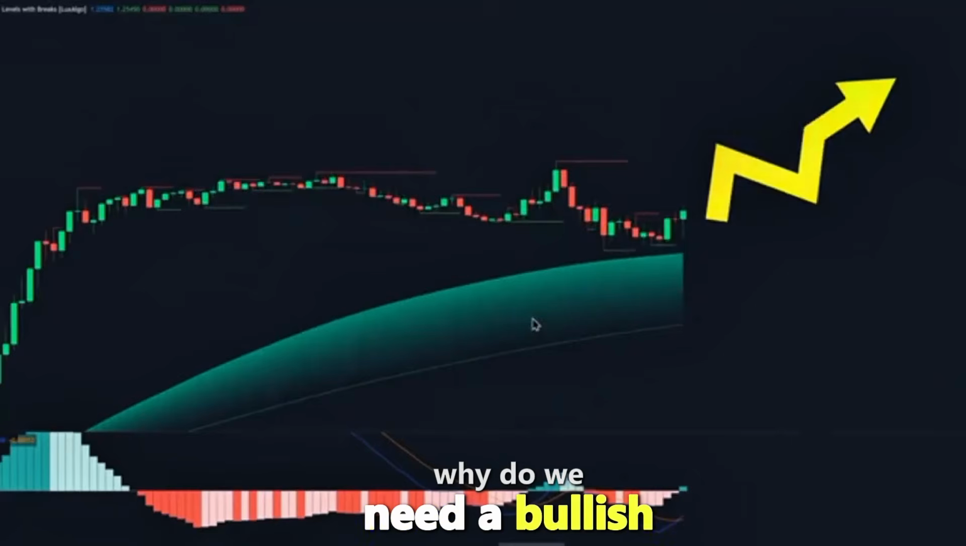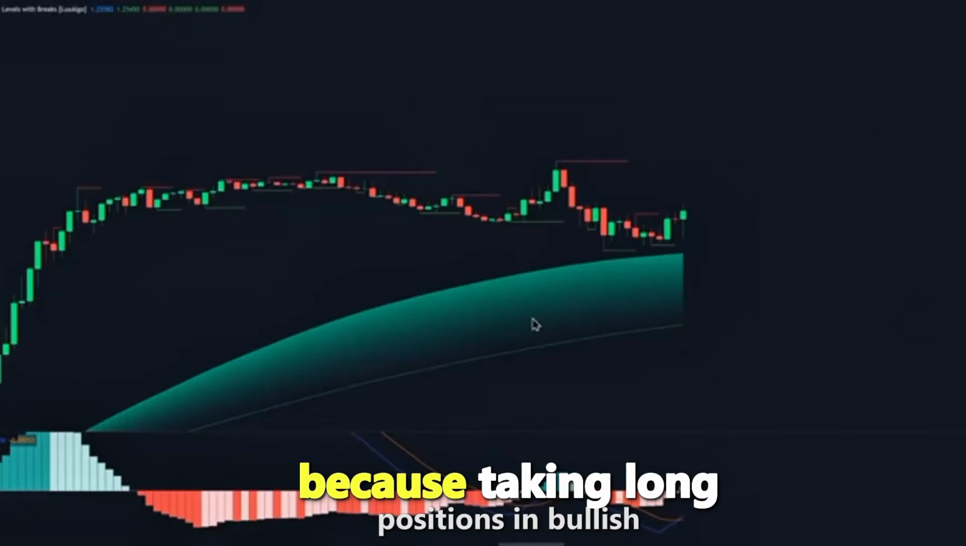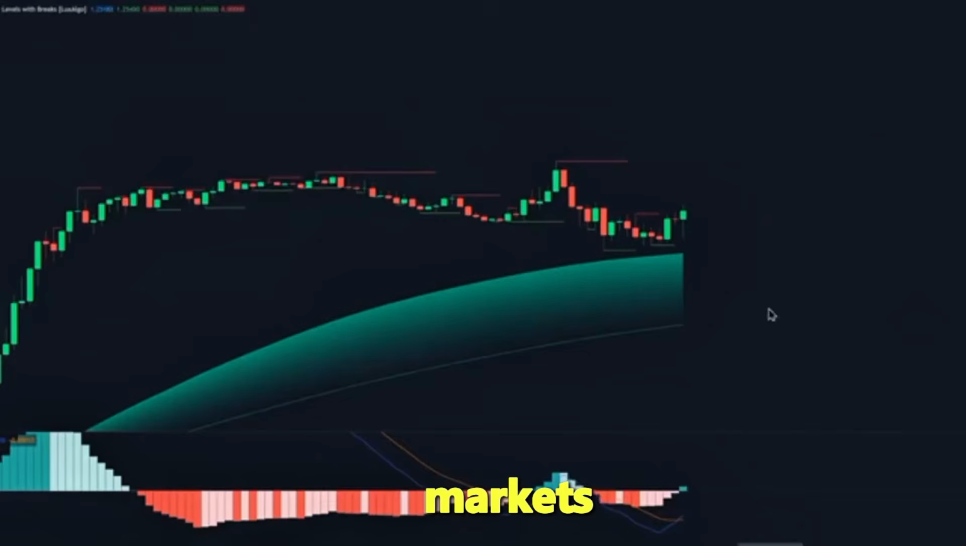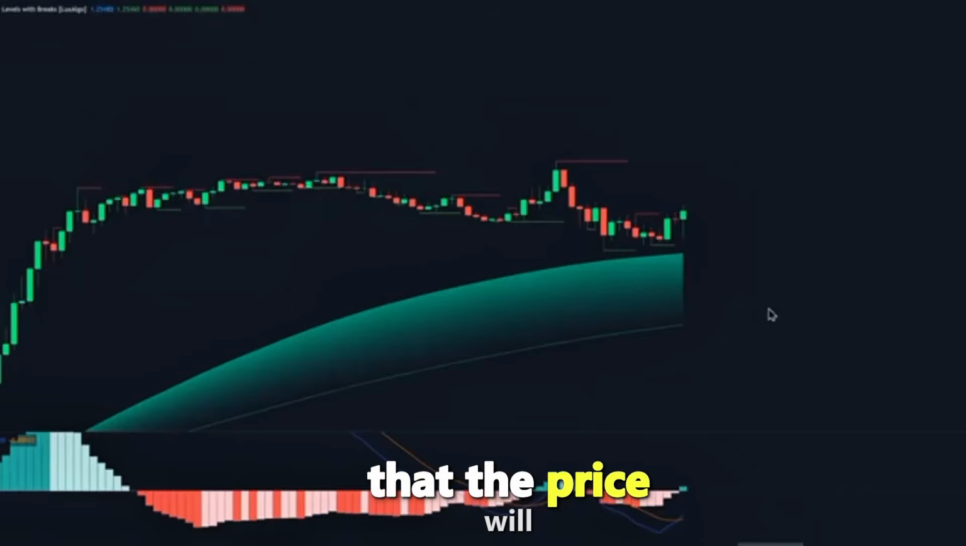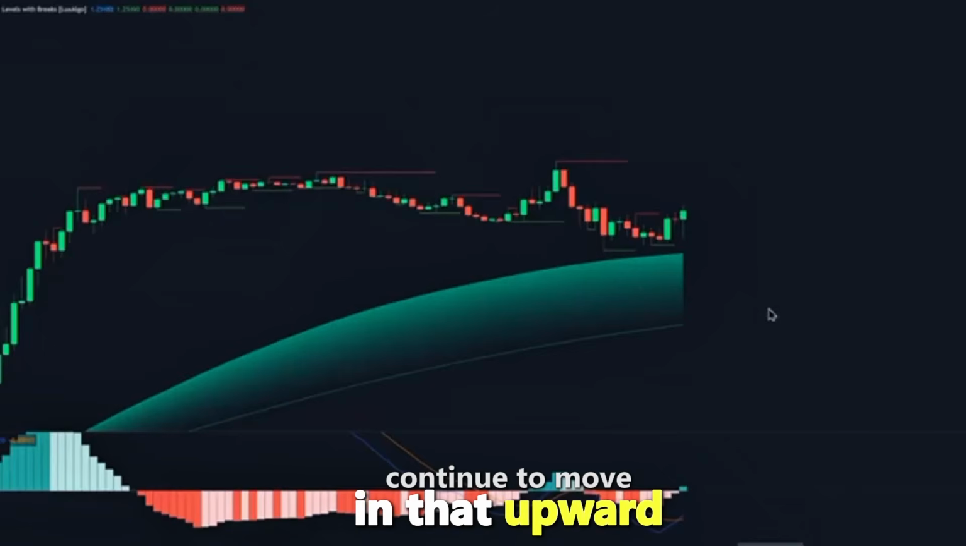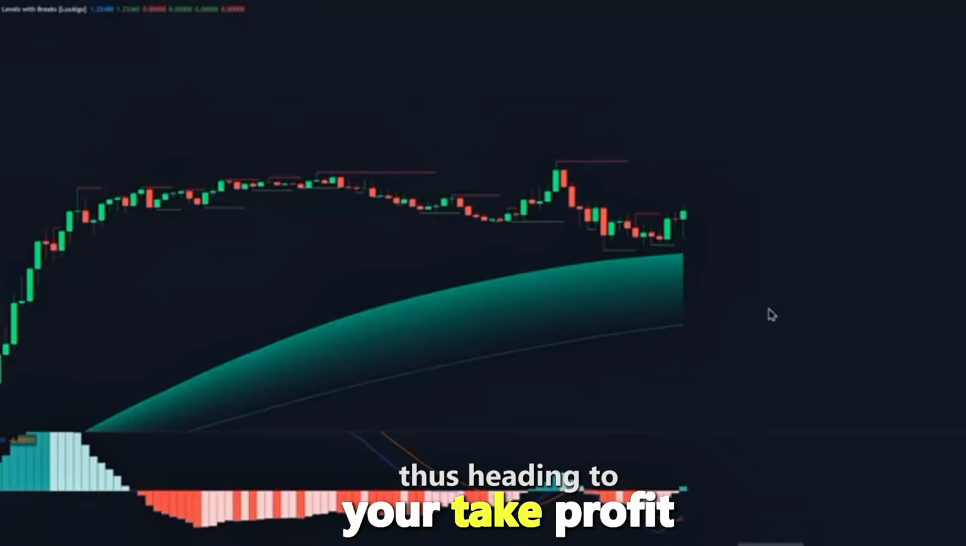Why do we need a bullish trend? You may be thinking, well, because taking long positions in bullish markets increases the probability that the price will continue to move in that upward direction, thus heading to your take profit.